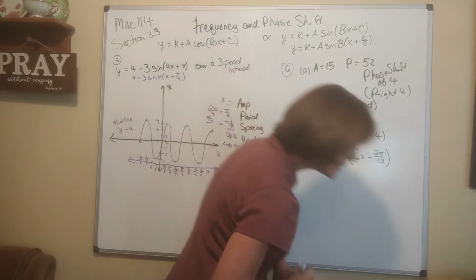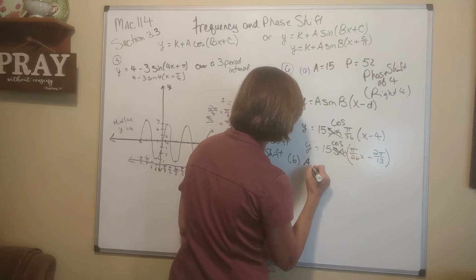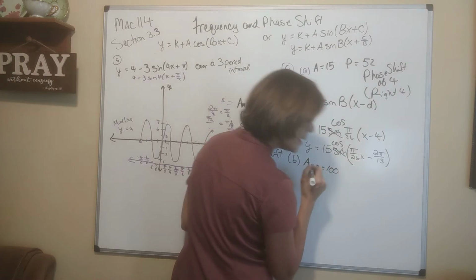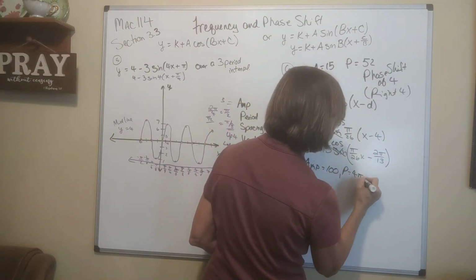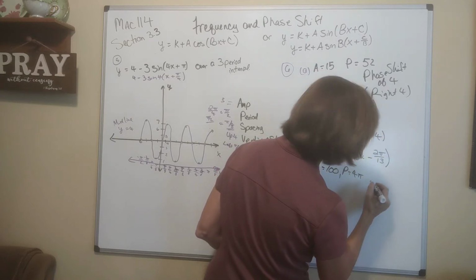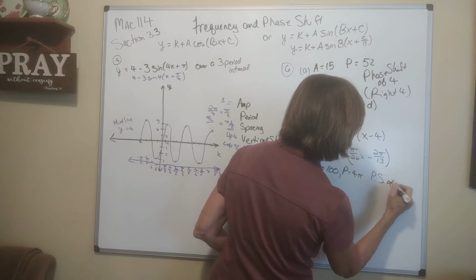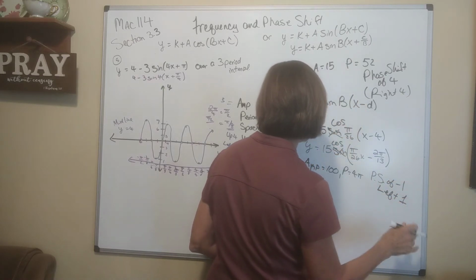Okay, let's do the second one, B. They said for this one, write a simple harmonic that has an amplitude of 100. Amplitude of 100. What else does it say? It's got a period of 4 pi. All right, and it's got a phase shift of -1. And so what this is saying is they want it to go to the left 1 unit.